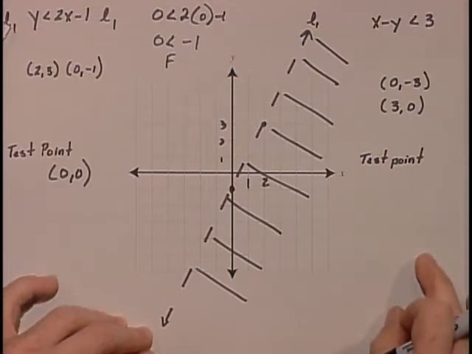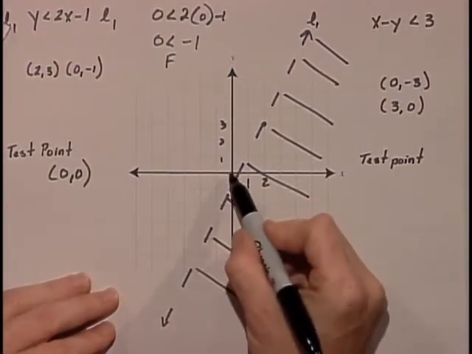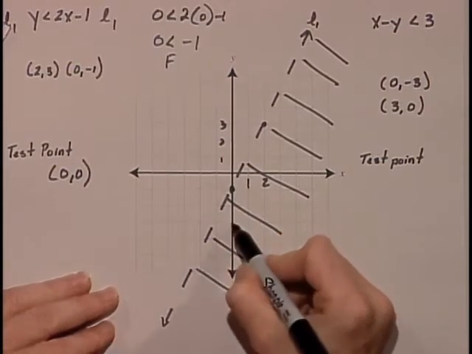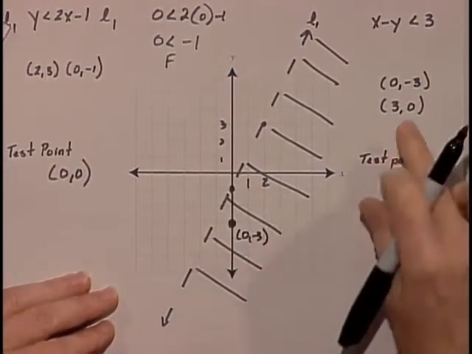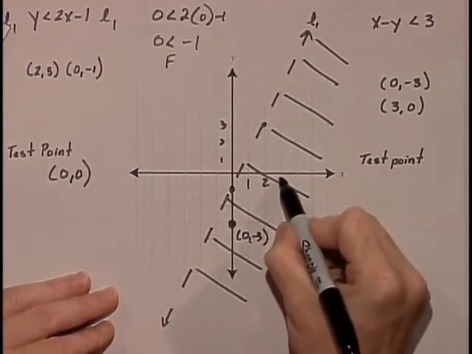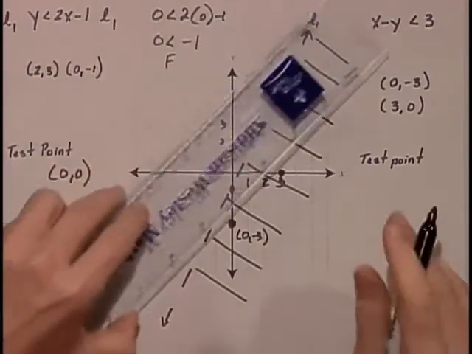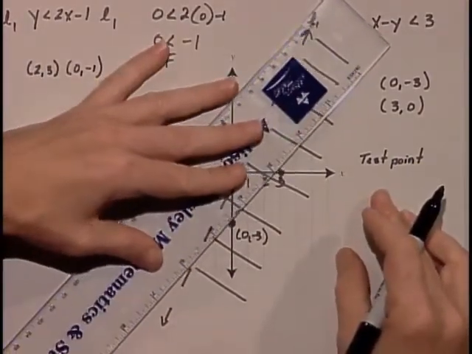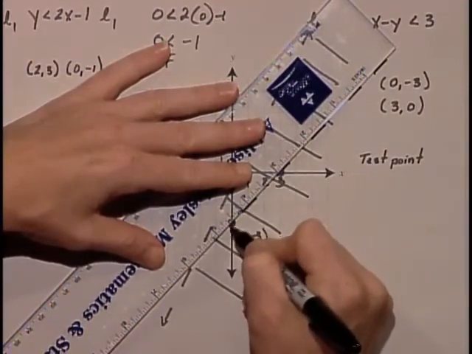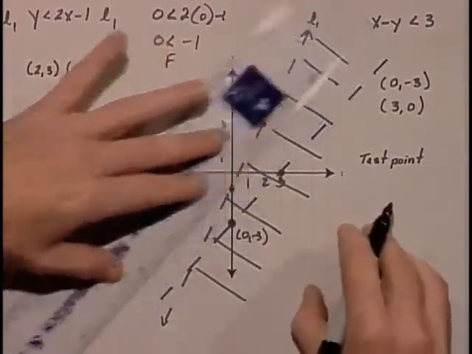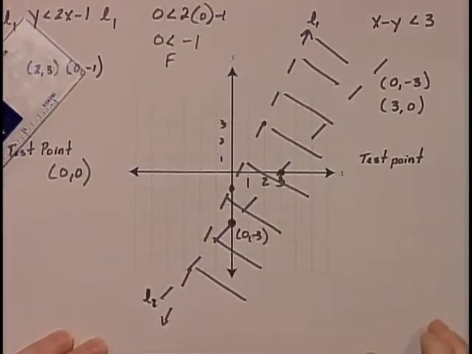Now let's do the second inequality. Let's place our intercepts at (0, -3). We'll label that. And at (3, 0). Again, we also need to connect these with a dashed boundary line. And we're going to label that line 2.